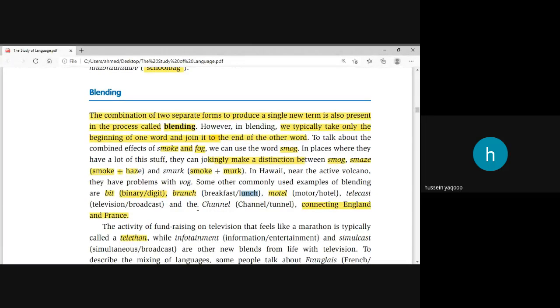Not all these combined words or blended words are originally from the same language. So we may have one French word, one English word, one German word combined or blended together to form a new English word.